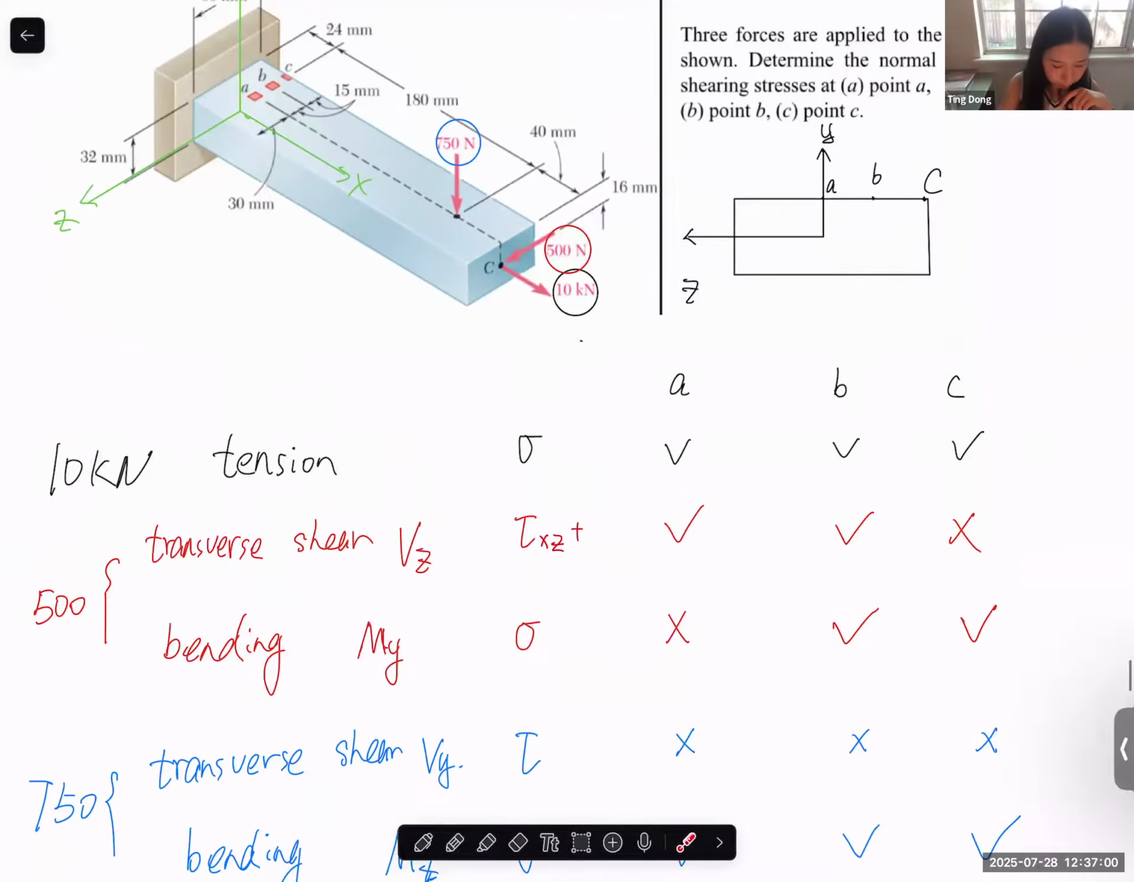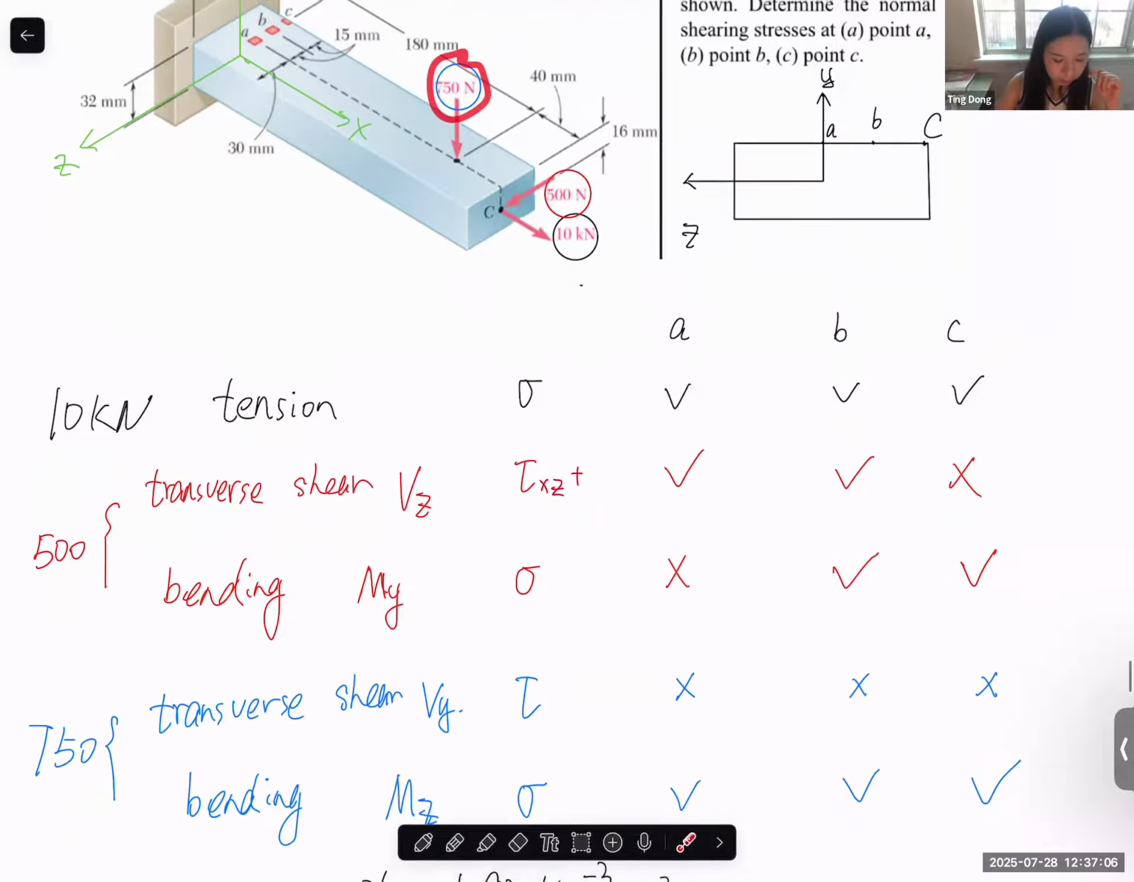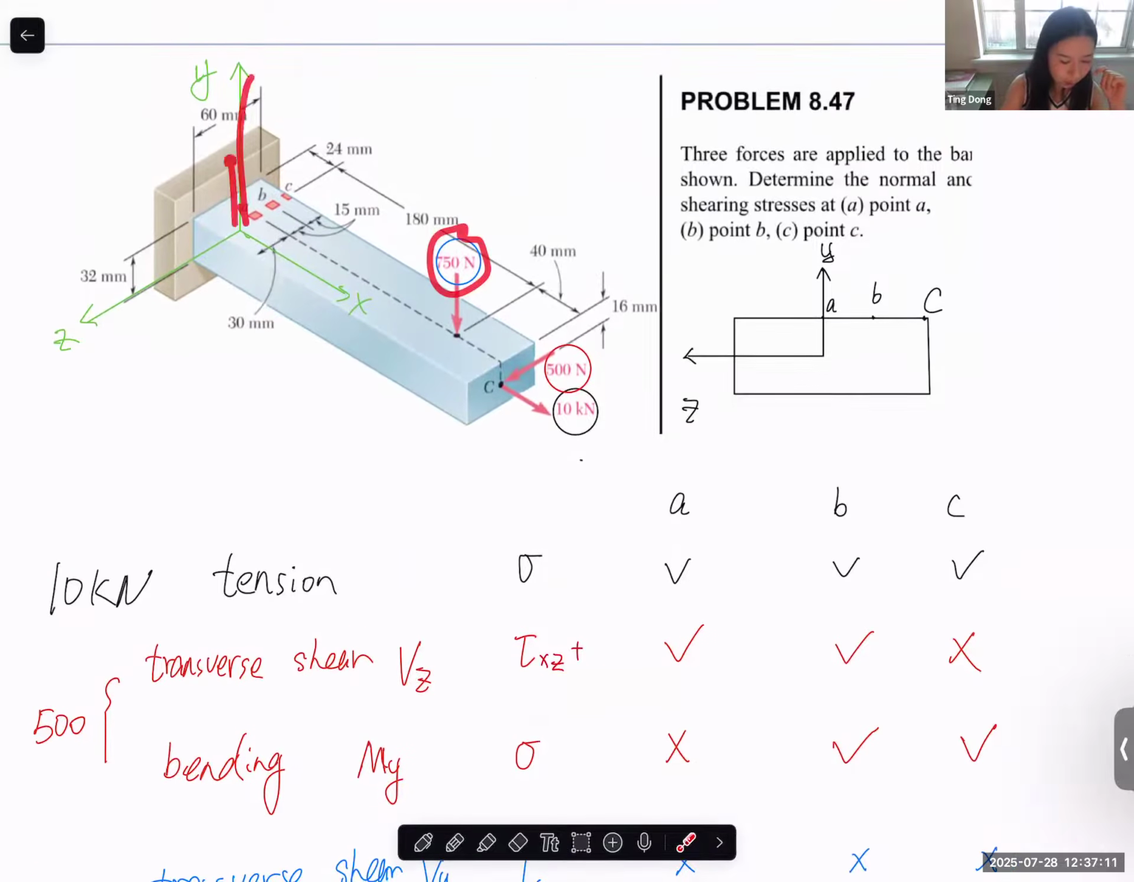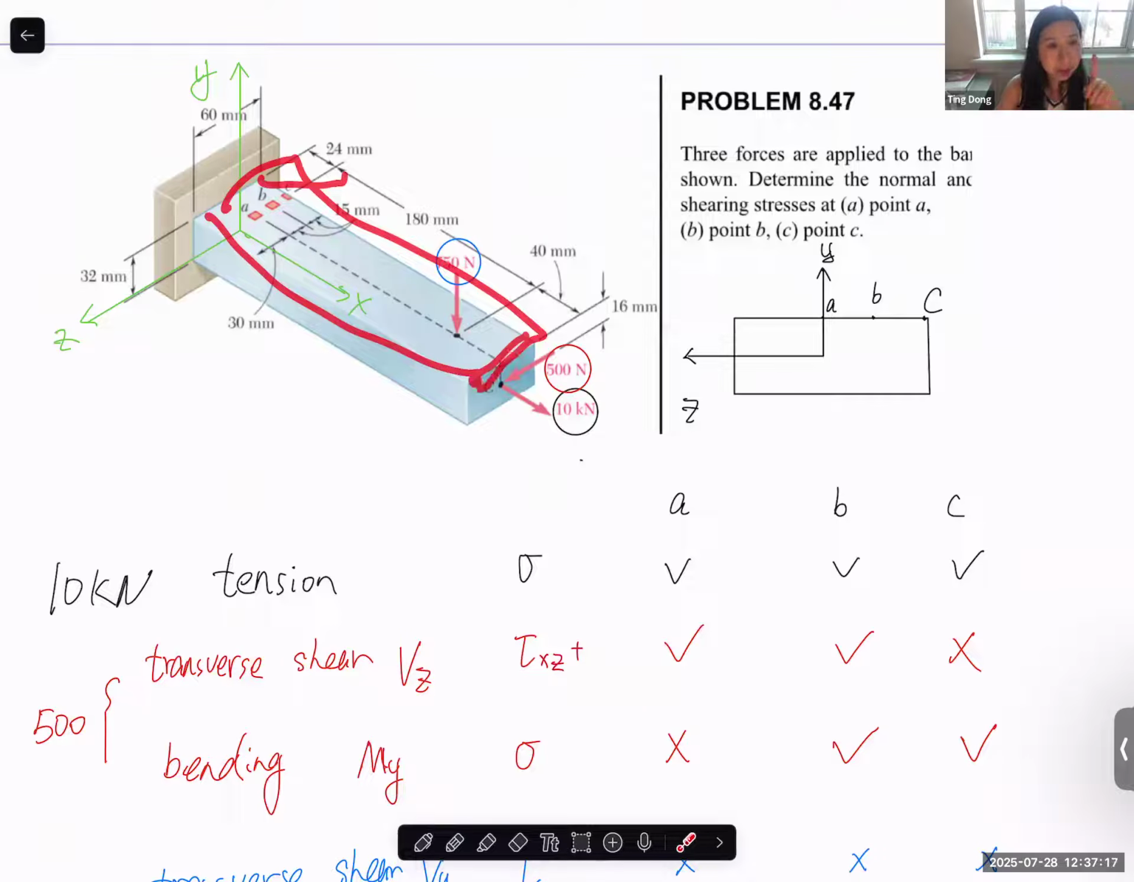Now let's go back to the blue one, 750. This 750 is in the negative y direction, and consider this plane. Of course, it is a transverse force, so of course it has transverse shear.